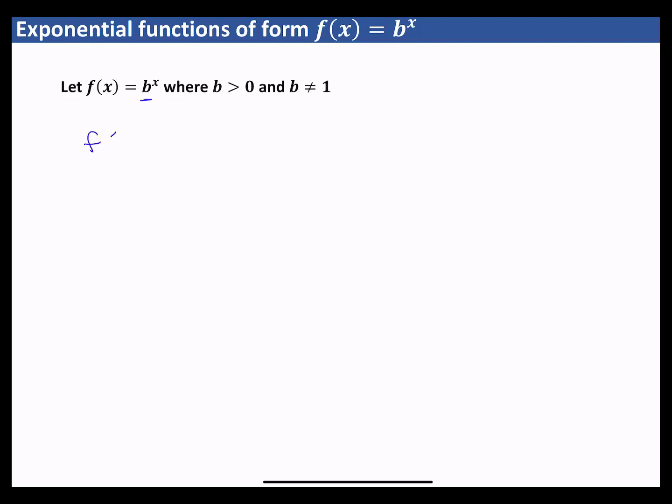Notice that f of 0 equals b to the 0 power, which equals 1. This tells us that the graph of f of x passes through the point (0, 1).